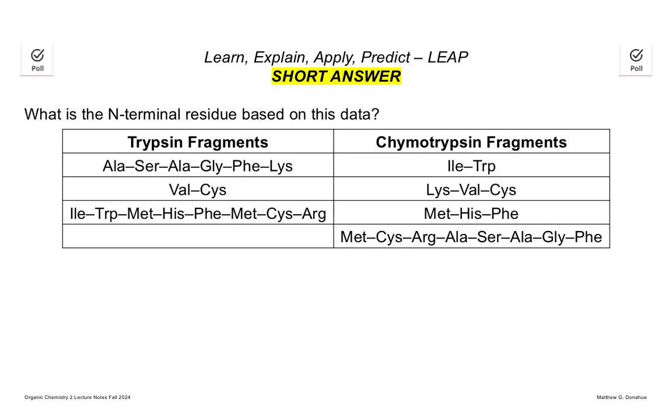Okay, so now it gets a little bit more challenging. You're given fragments according to the reaction with either trypsin or chymotrypsin. So you have to remember what they're doing and then find the overlaps, put them together, and find the original sequence. The first question says, what is the N-terminal residue based on this data?